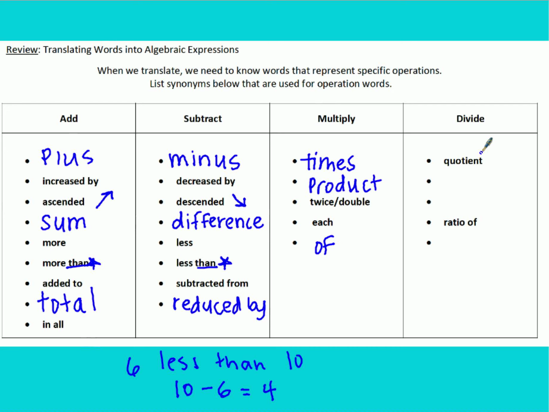Our last operation is division. You'll see quotient, and quotient just means you're taking two numbers and dividing them by one another. So it's the answer to a division problem, just like how we had the product, the difference, and the sum. Other words you could see are divided by, per, and split. You could also have ratio of, and remember that ratios can be written as fractions, so that would just remind us that we're putting it into a fraction, which would be dividing.